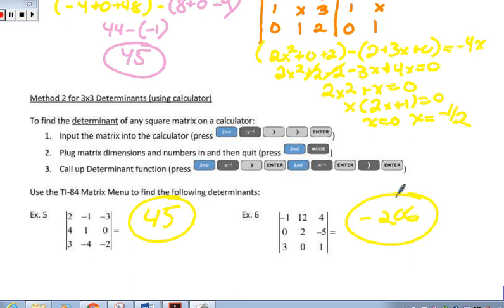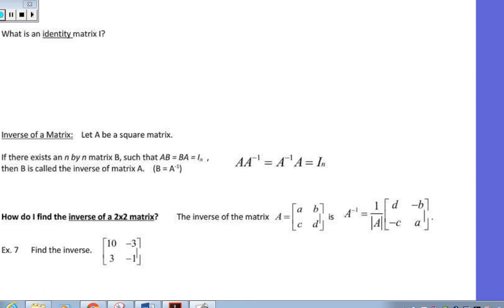As far as testing goes, we do expect to see the work. You do need to know how to take the determinant and show all this work for a 3x3, but we are allowing you to check with the calculator. Alright, let's flip the pages over and continue on.